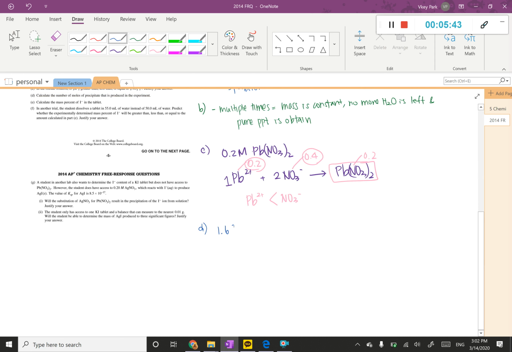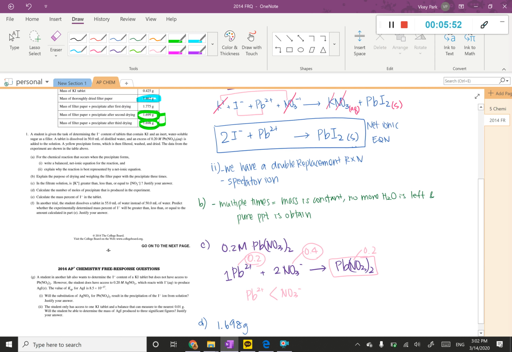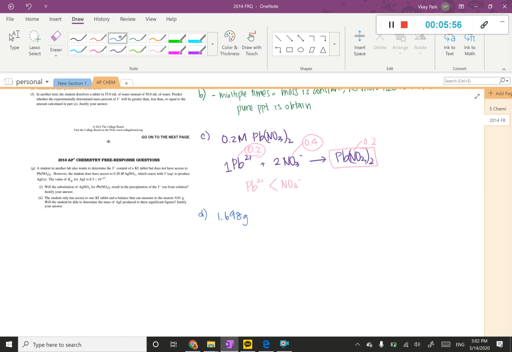So I have 1.698 grams of the precipitate, minus 1.462. This is basically me getting rid of the filter paper weight. So I subtract 1.462 grams, which is the filter paper, and I end up with just the pure mass of the precipitate itself. Based on this, now I can do just regular stoichiometry. So I have 0.236 grams of PbI2.